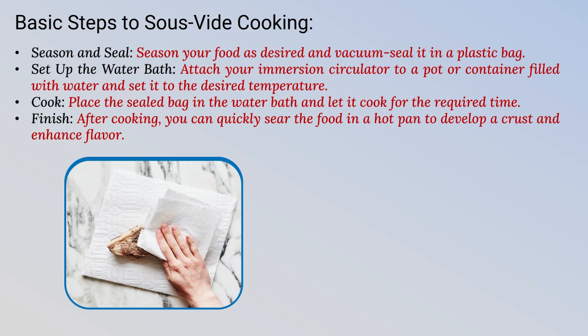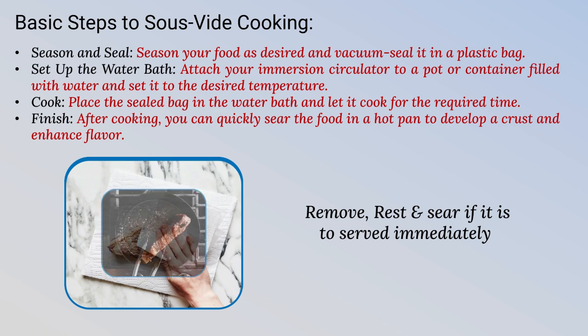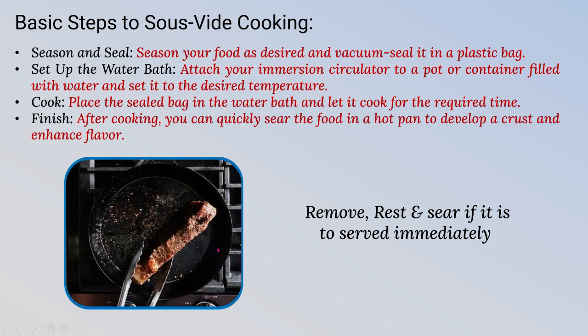And once it is cooked, take it out, rest for some time. You can use a kitchen cloth or kitchen paper to make it a little dry from outside. And if you are serving it immediately, then take a pan, melt the butter or olive oil, and sear the meat from all the sides. When it develops a nice brown color up to your desired level, then you serve it to the guest.